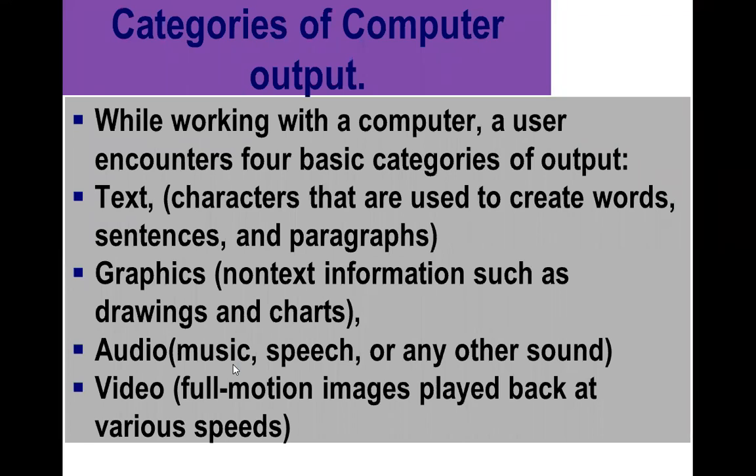Now, while working with computers, the user encounters 4 basic categories of output. After looking at the different output devices, now we are seeing that while working with computers, the user encounters 4 basic categories of output. 1, we have what we call text output. With texts, we have characters that are used to create words, sentences, paragraphs, and so on.